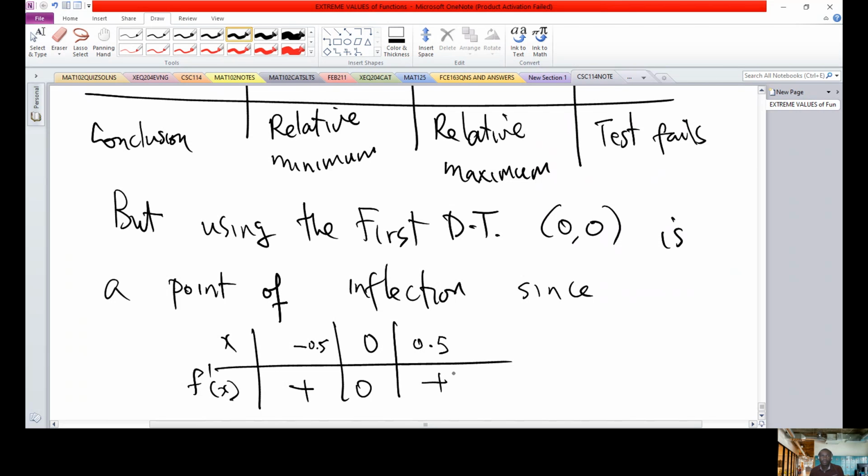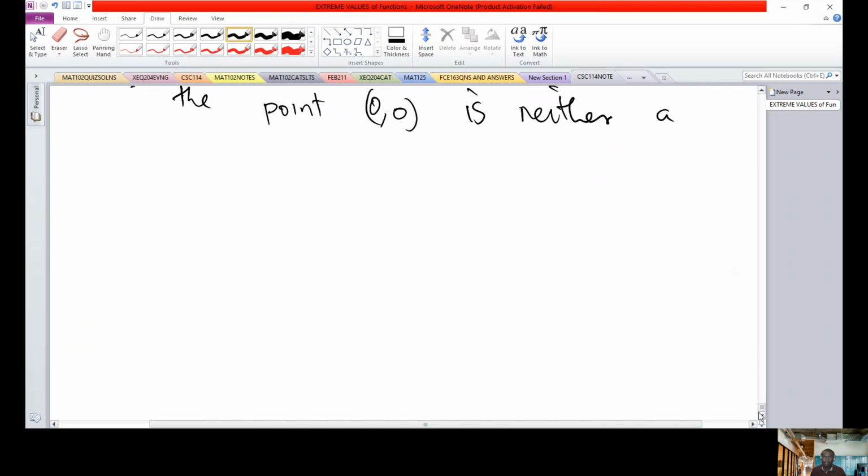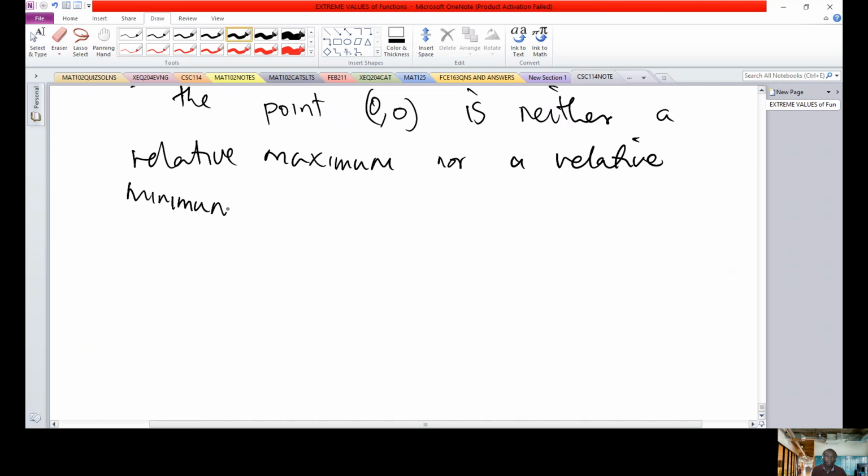So therefore, the point 0, 0 is neither a relative maximum nor a relative minimum. So that's the end of that question.